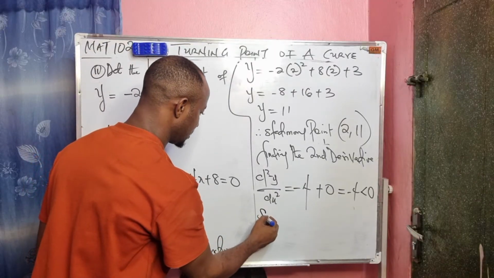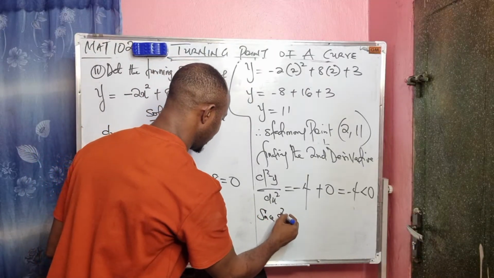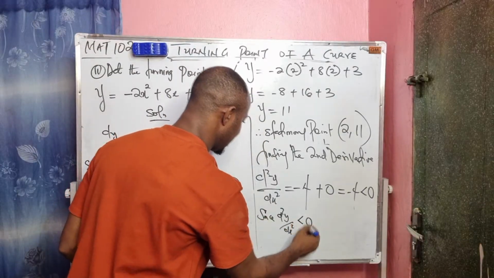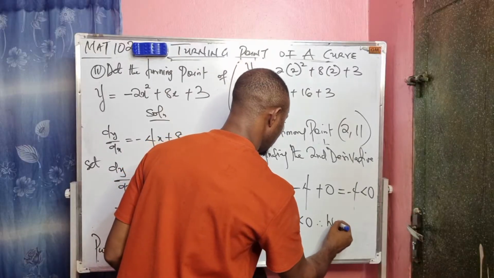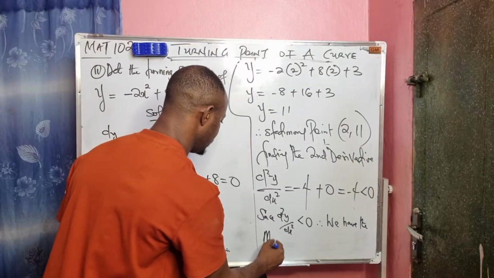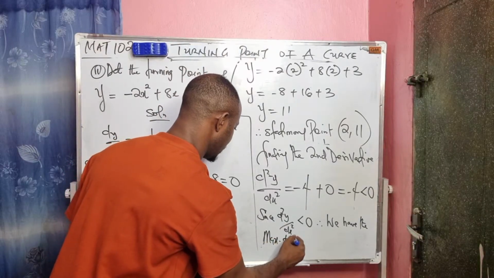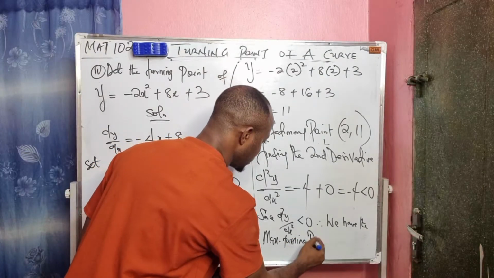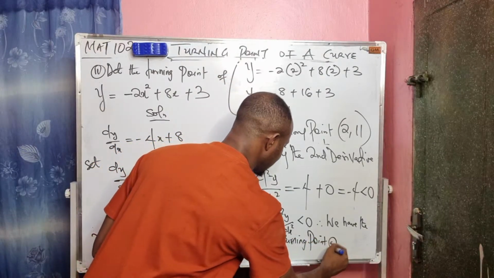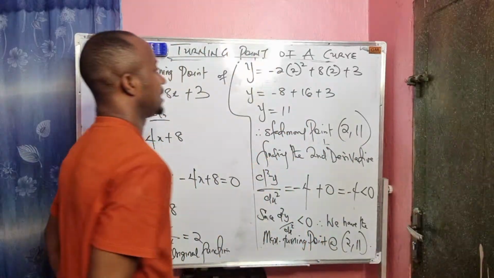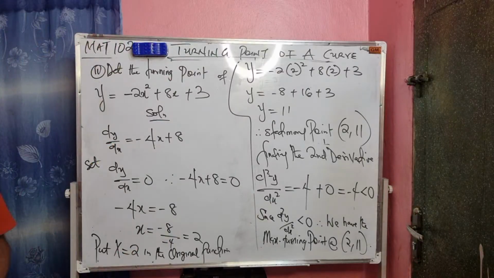Since the d²y over dx² is less than 0, we have the maximum turning point at (2, 11). We have the maximum turning point at (2, 11).